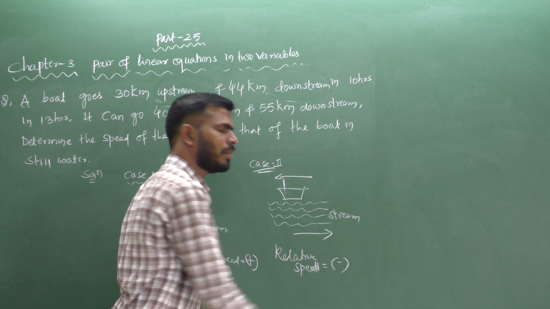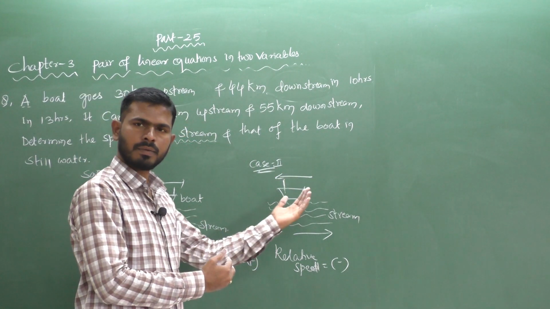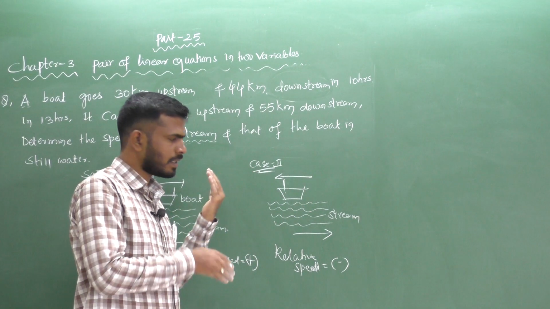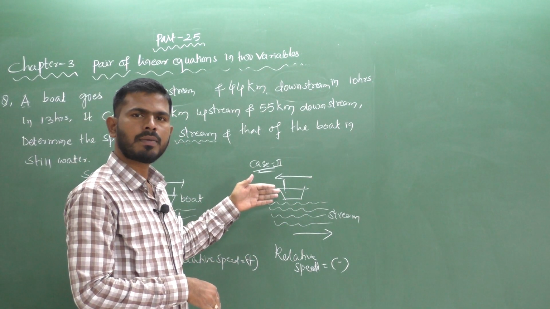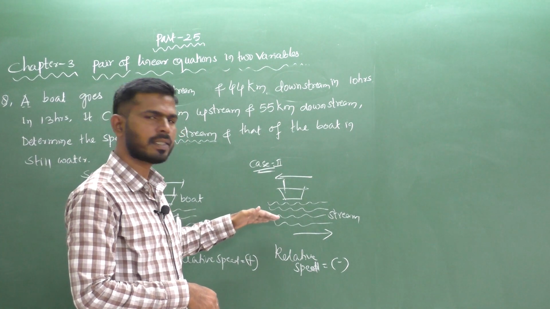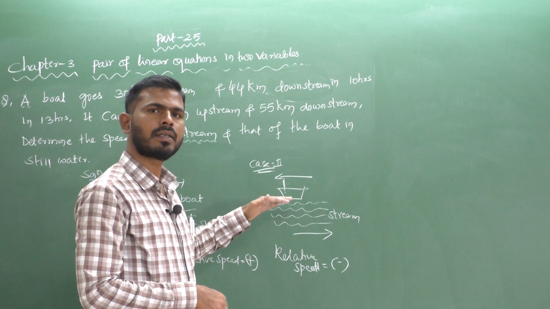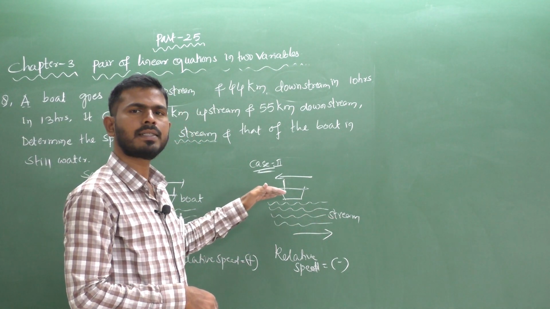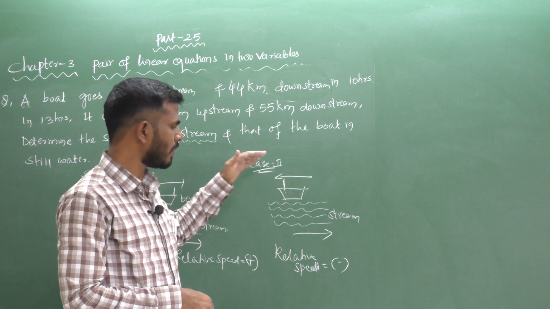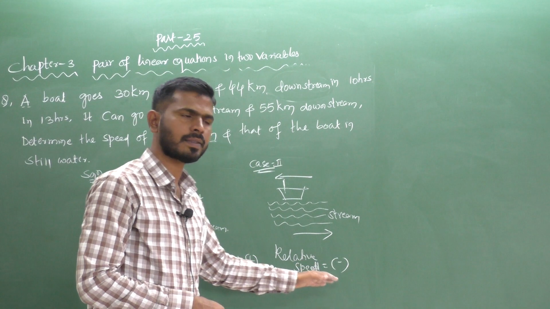you can take as minus, because suppose the boat is moving from this direction and the stream is moving in this direction. So automatically the speed of the boat decreases due to the speed of the stream. That's why you have to take the relative speed of the boat and stream as minus.